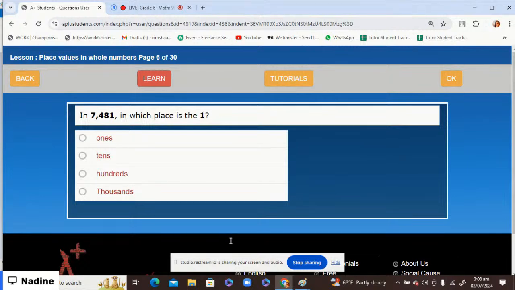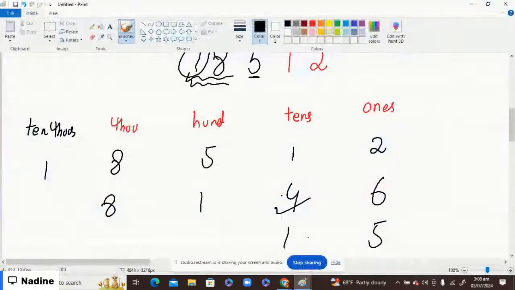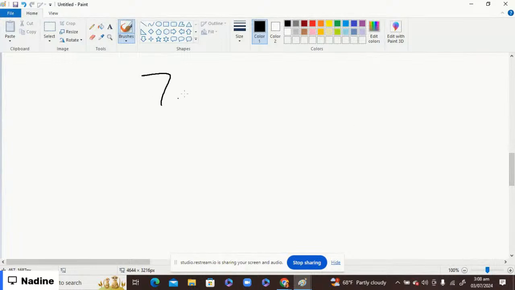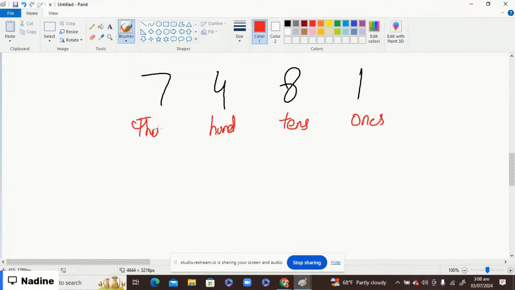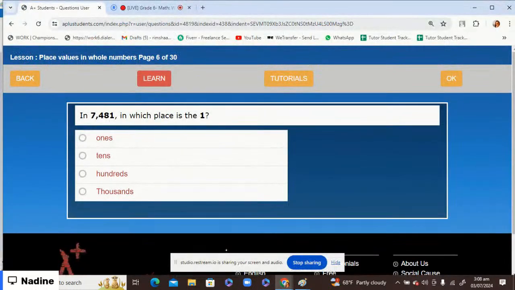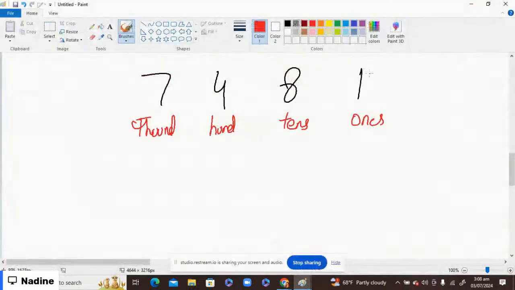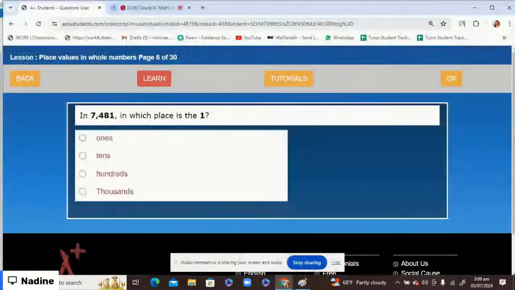Now 7,481. So in which place is the 1? So let's just write down this one. Okay. 7,481. 7, 4, 8 and 1. This is in ones, this one is in tens, this one is in hundred, and this one is in thousand. So in the question they are asking, 1 is in which place? As we know, 1 is in ones place. Okay.